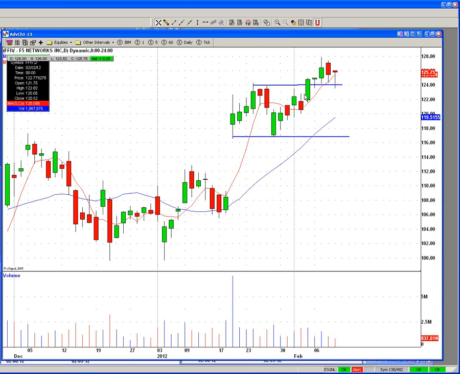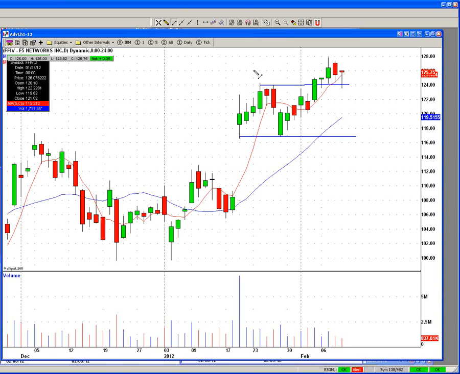Price turned around, and it showed up as an inside day here for February 3rd. So this would have been a better example of a stock that you could have taken long above the first day's high, and then caught a nice little breakout here for a little gain as well.